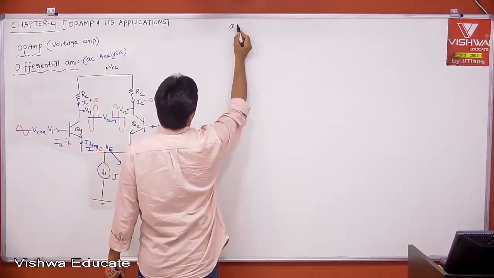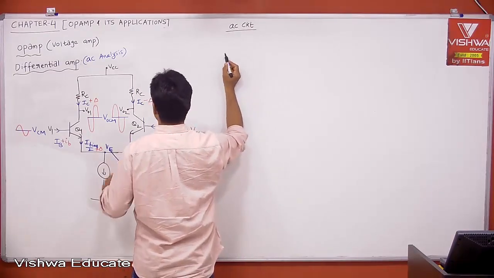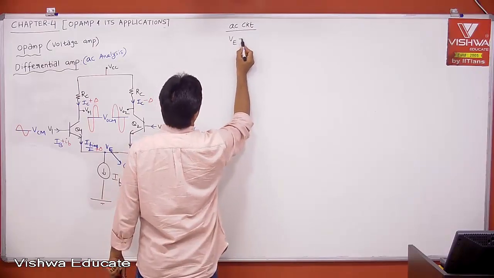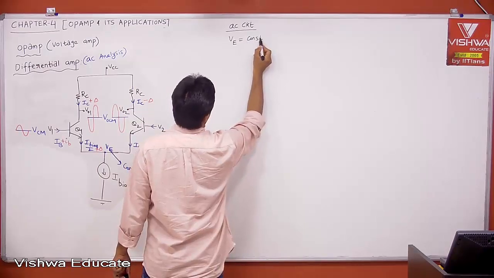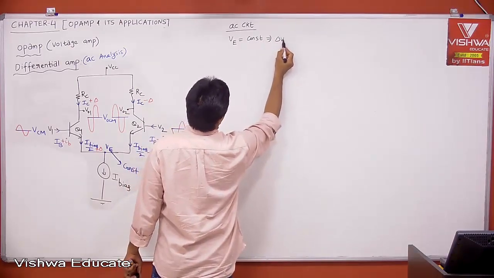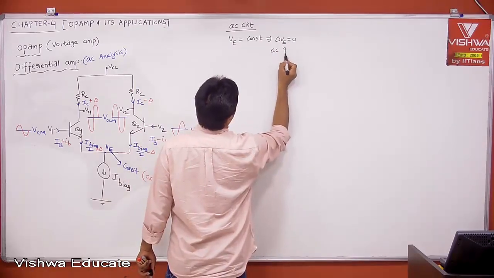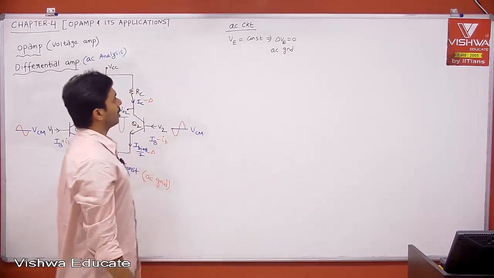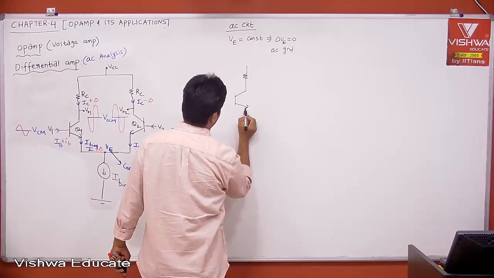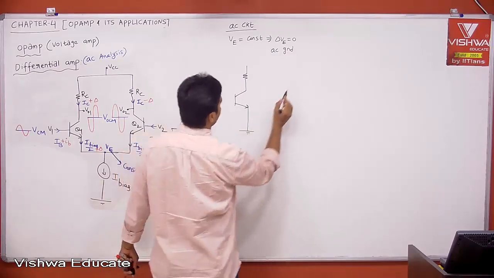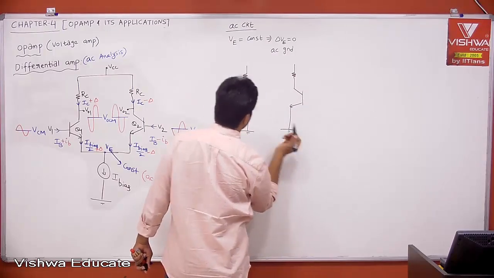Therefore, if you ask me about the AC circuit, it is because your VE is connected. What is VE? VE is constant with respect to the V1 and V2 which are shown. When VE is constant, then delta VE is equal to 0. Therefore, this is what is called AC ground. Therefore, the circuit will become like this. This is AC ground. Similarly, this will be AC ground.